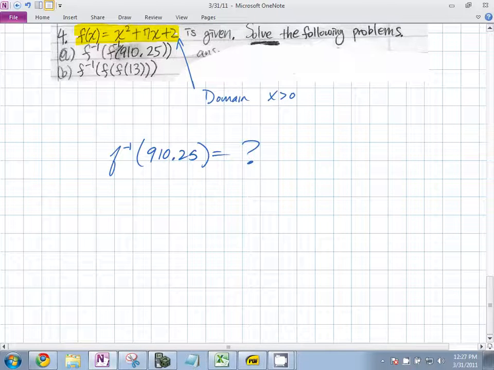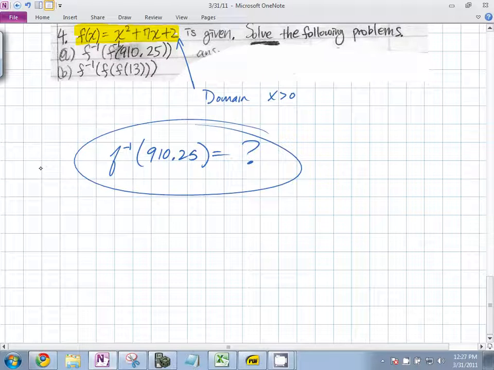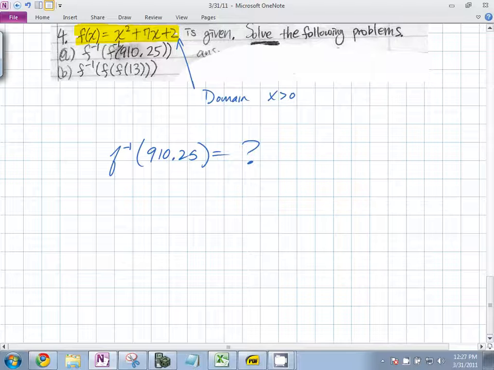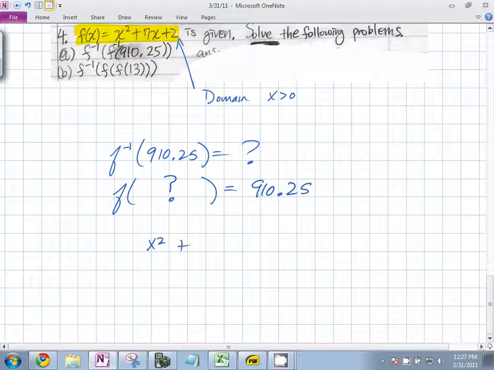If this is the question we need to answer first, correct? We haven't figured out how we're going to yet, but if we want to answer that question, that is the same as finding out what? F of what equals 910.25? Do we know what f of x is? Yeah, what is it? x squared plus 7x plus 2 equals 910.25.